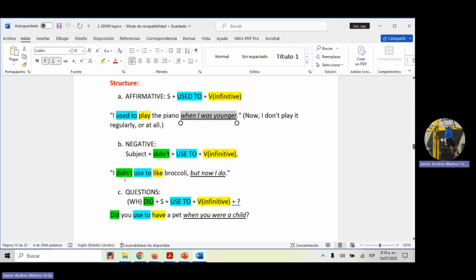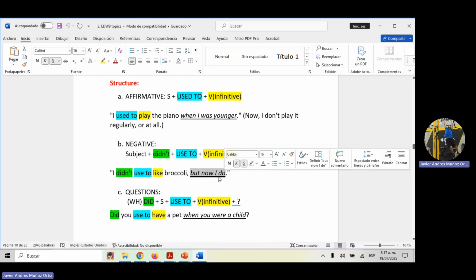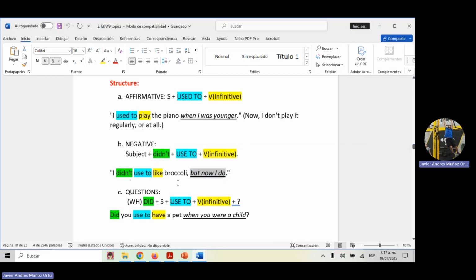So in this case, this is an example. I didn't used to like broccoli, but now I do. In this case, this expression is mentioned in past, something that was true in the past, right? And the parallel, the comparative form is that now this is not true because I like to eat broccoli today. I didn't used to like broccoli in 2015, let's suppose that. But now, 2025, I do. I love to eat broccoli, right? So this is a parallel, something that was not true in the past, but today is something different.